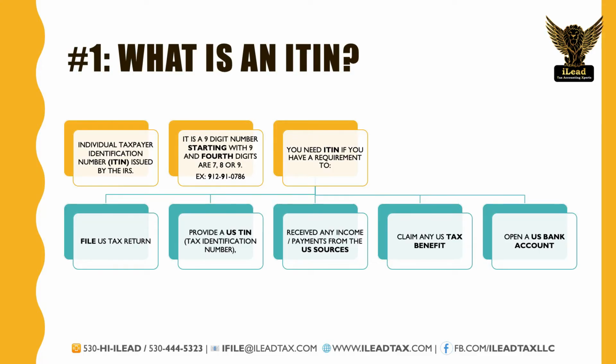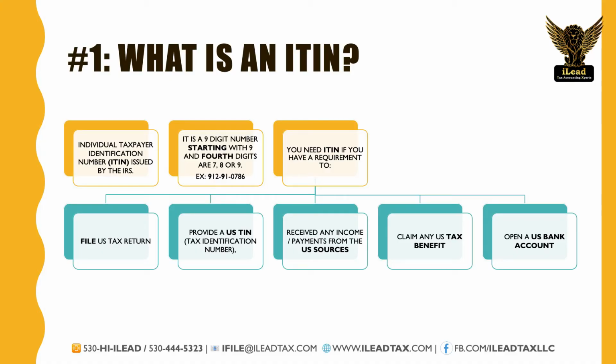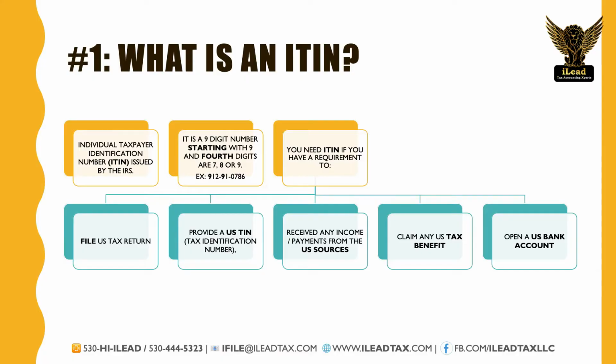What is an ITIN? ITIN stands for Individual Taxpayer Identification Number. It's a 9-digit number beginning with 9 and the 4th digit is either 7, 8 or 9. So as you see in this example, it could be 912-910786 or 912-810786, 912-710786.